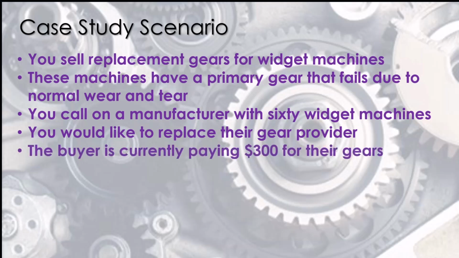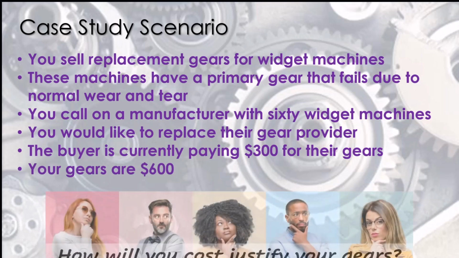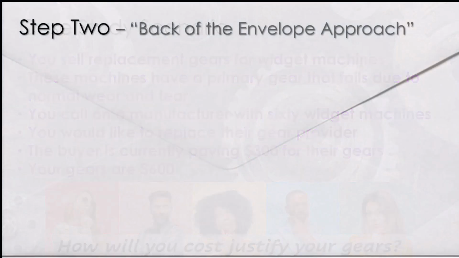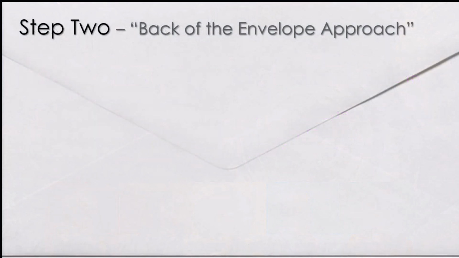The buyer is currently paying $300 for their gears, but your gears are $600. How will you cost justify your gears over that $300 gear? Well, let's take a closer look. I call this the back-of-the-envelope approach because anywhere you go, if you've got something to write on and something to write with, you've got the tool.